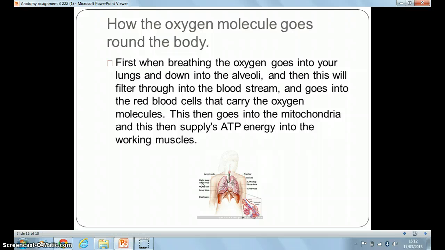How the oxygen molecule goes around the body. First, when breathing, the oxygen goes into your lungs and down into the alveoli. And then this will filter through the blood system and goes into the red blood cells that carry the oxygen molecules. This then goes into the mitochondria, and this then supplies ATP energy into the working muscles.